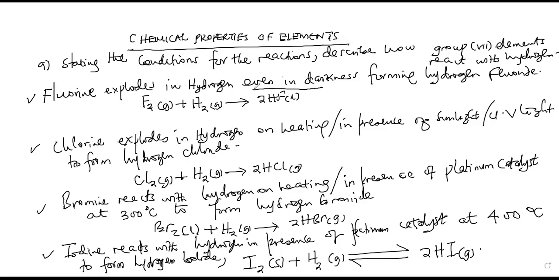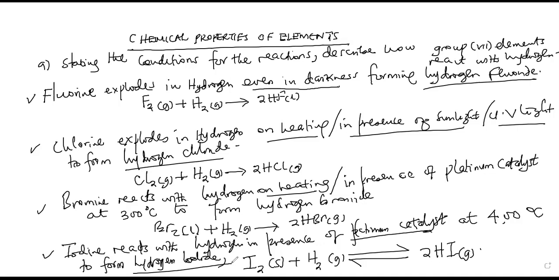Now you need to be technical with a condition. Chlorine explodes on heating, or you can use in presence of sunlight, or you can use in presence of ultraviolet light, to form hydrogen chloride. Bromine reacts with hydrogen on heating, or you can use in presence of platinum catalyst at 300 to form hydrogen bromide. Iodine reacts in presence of a catalyst platinum at 400 to form hydrogen iodide gas. So that is it. Then the second reaction we are going to look at, you have to detail this thing as you revise the way I have.